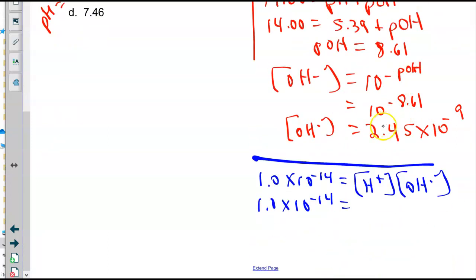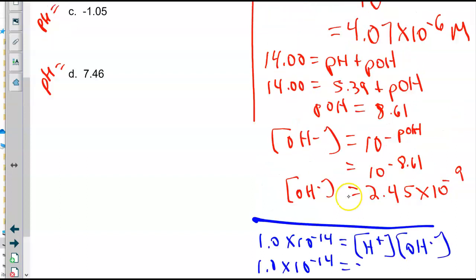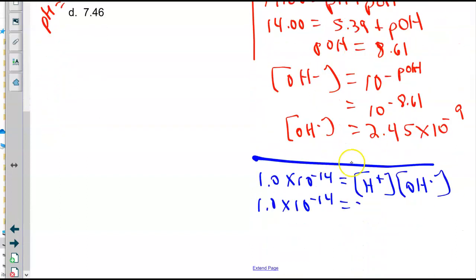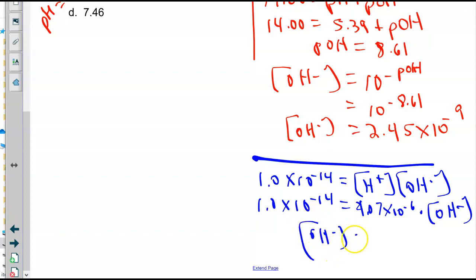So I'm going to bring that down and plug it underneath here. Sorry, I already forgot what it was. 4.07 times 10 to the negative 6. Okay. It is 4.07 times 10 to the negative 6 times OH minus. So we're going to take, let's try that again, 1.0 times 10 to the negative 14th, divide by 4.07 times 10 to the negative 6th, and I get OH minus concentration to be 2.45 times 10 to the negative 9th, which you can see that both of these answers are comparable.